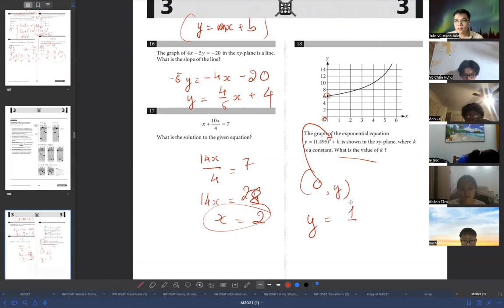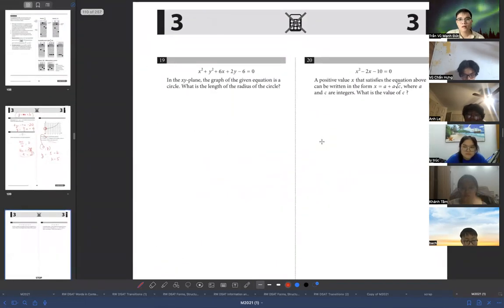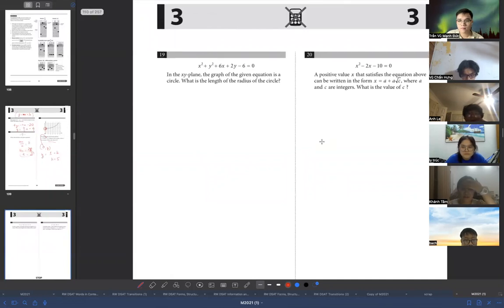It is 1. Everything to the power of 0 is 1. Plus k. 1 plus k is 6. How much is k? It is 5. All right, this is how you're going to solve this: you find that this has the y-intercept, so you just plug 0 in, and you have k is 5. All right, it's very simple. 19. Do you know how to do 19 also, back?